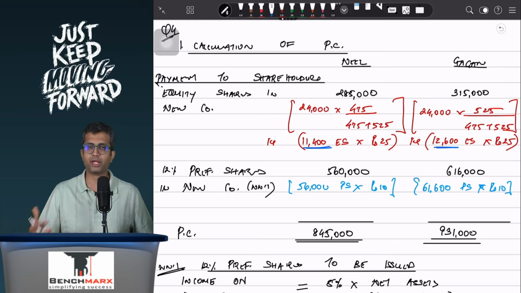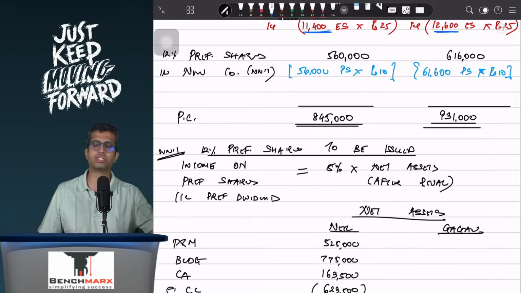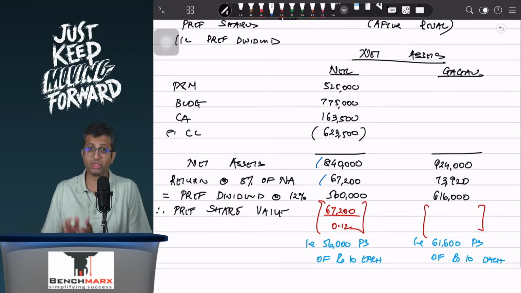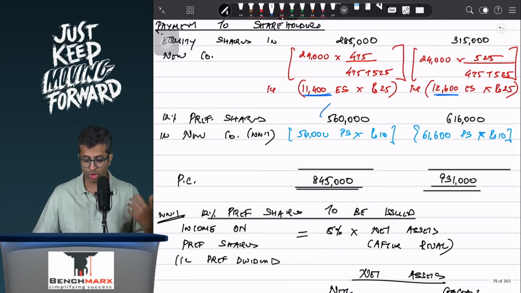Next, you want to find how much are the preference shares issued. That is in such a way that the income on these preference shares will be equal to 8% of the return on net assets. So if I look at the return on net assets, 8,40,000 was our net assets. 8,40,000 into 8% will come to 67,200, which will be the preference dividend. So if 67,200 is equal to 12%, then 100 is how much? Which is 5,60,000.